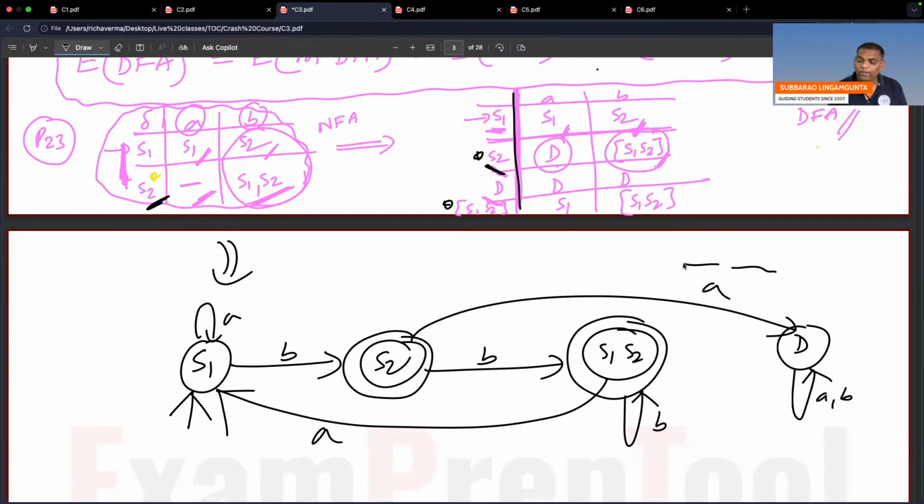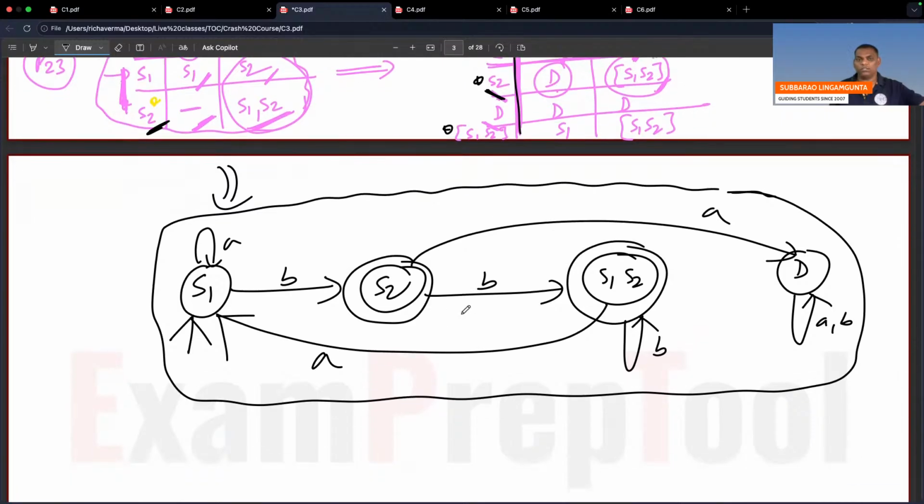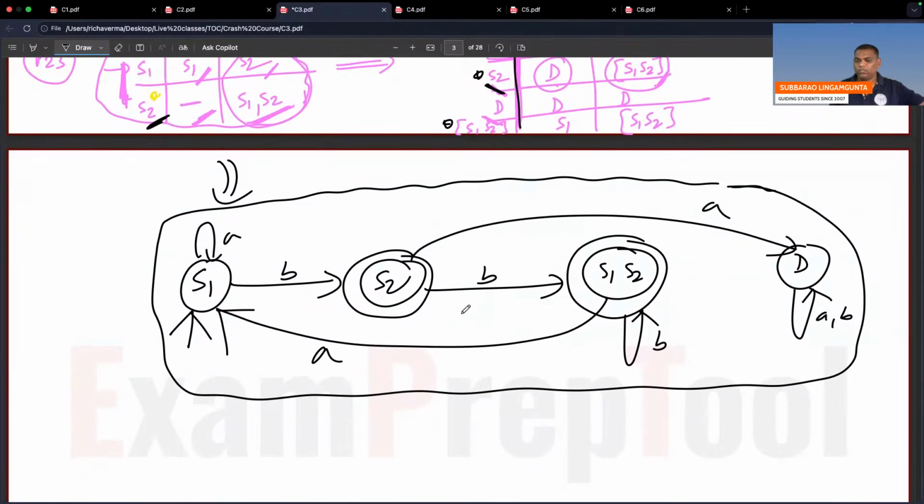If you want, you can verify. I did the NFA to DFA conversion, so please check. You may already have it, right? For this NFA, if you want, you can do the equivalent DFA, the same diagram you will write. This is the conversion.